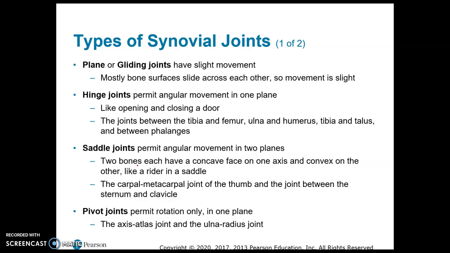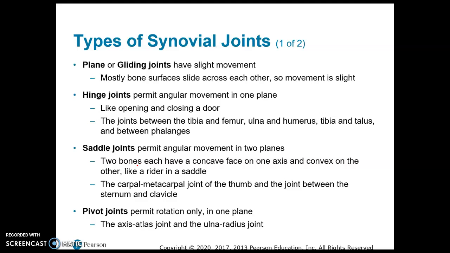Between your phalanges are hinge joints. Saddle joints permit angular movement in two planes. The joint between the thumb, the carpal metacarpal joint of the thumb, so that's like where the thumb connects to the wrist, is a saddle joint. And then between the sternum and the clavicle is a saddle joint.